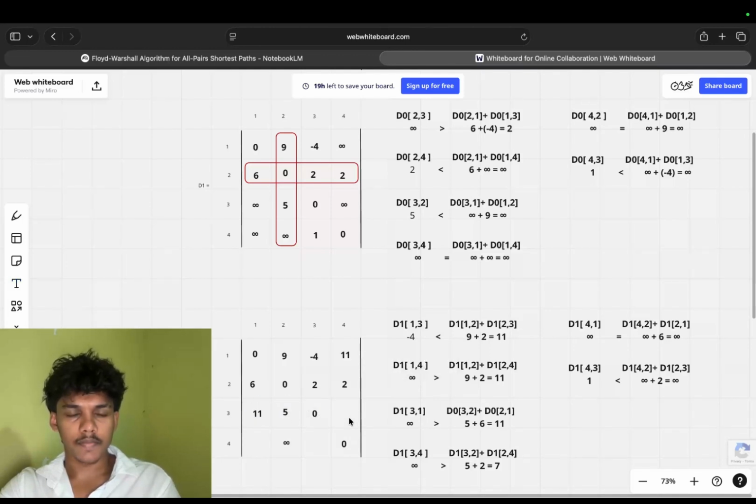11 goes here. Then we have 3 to 4. 3 to 4 is infinity. Our middle element path is 3 to 2 to 2 to 4. 3 to 2, 5. We have put 5 here. 2 to 4. 2 to 4 is 2. So answer is 7. 7 is less than infinity. So we put 7.